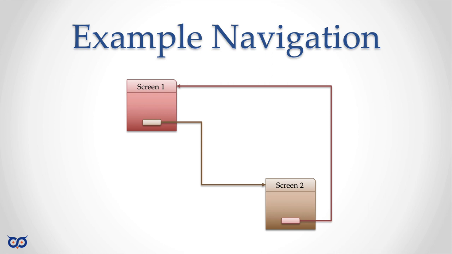But all I'm looking at today is how, in that forward navigation, if I have some data on screen one, that the user probably entered in a form, or in our example, we're going to have a list and they're going to be able to select an item on that list, and we want to navigate to another screen and have the data move from screen one to screen two.